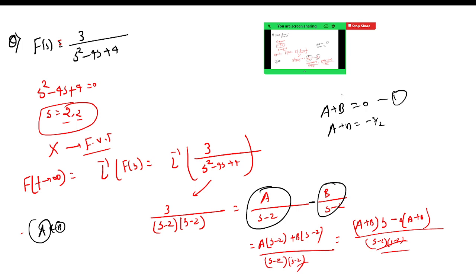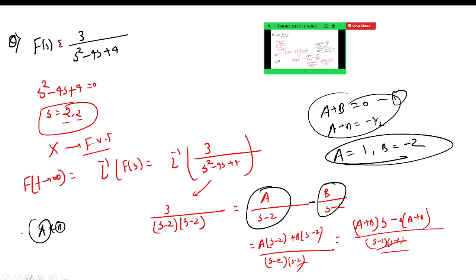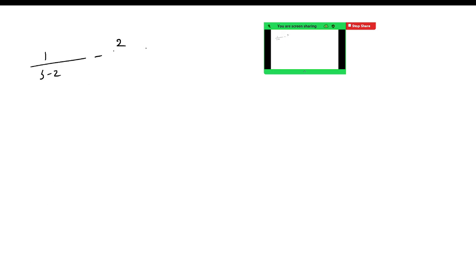Let's say by any means you are able to calculate the value. Let's say we have got the value of a is 1 and value of b is equal to minus 2. So here I'll be getting 1 upon s minus 2 minus, what? Value of b is minus 2. In the actual problem, you will be getting the actual answer s minus 2. Fine.